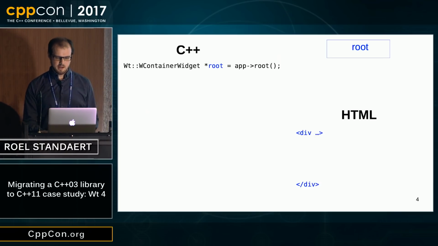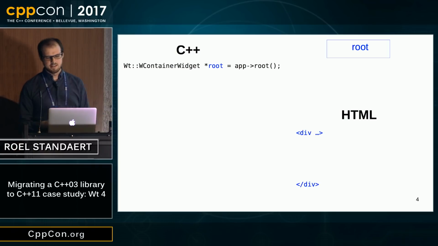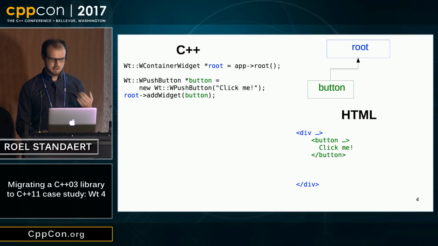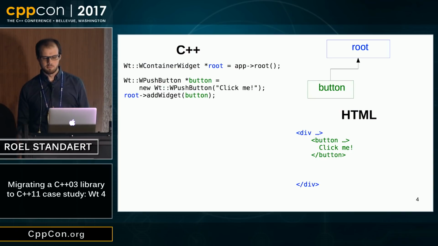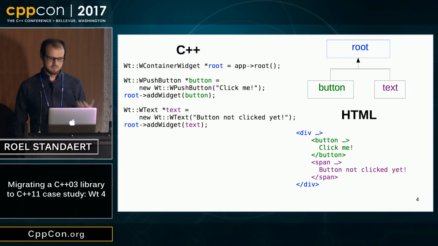So for example, what you could do is you could get this container, this root, in HTML that would be a div. And then you can use addWidget to add stuff to it. So you create a button with new WPushButton. You would give it a name and then call addWidget to add it. And you could do the same thing for some text. If you know HTML, that's kind of like a span. And you could have it say "button not clicked yet", for example.